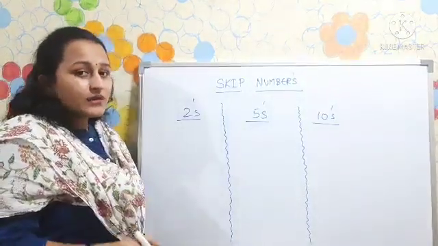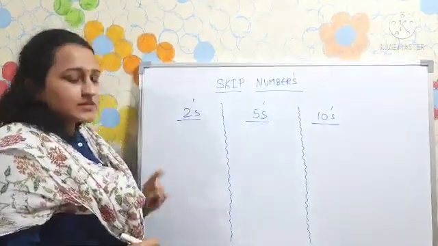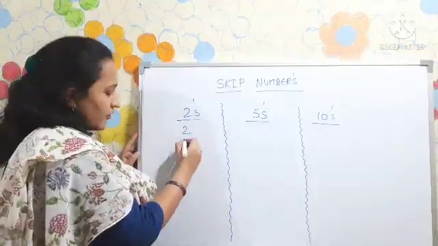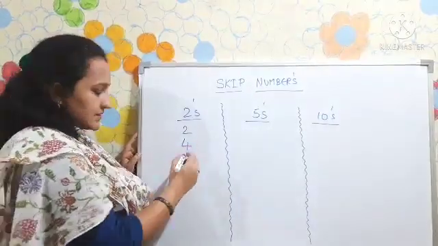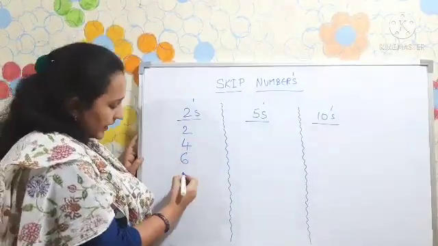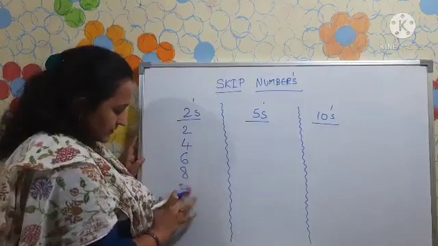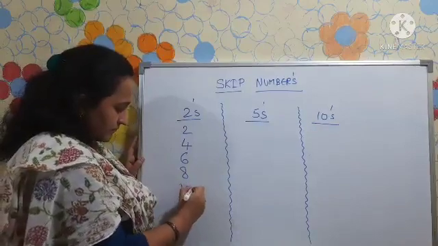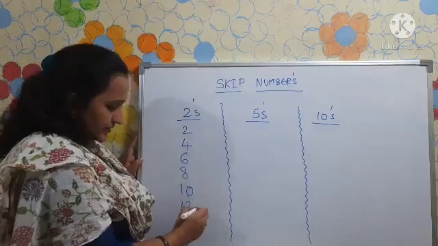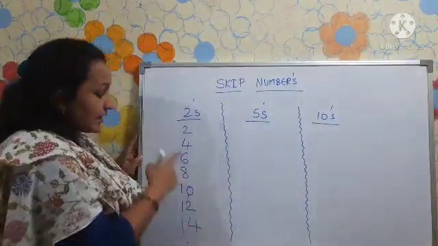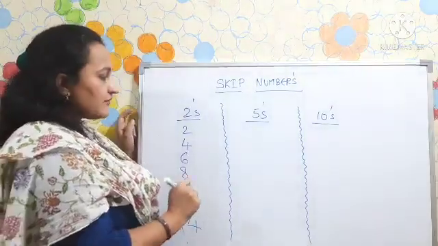Children, now let us write skipped numbers of 2's. 2, 4, 6, 8, 10, 12, 14 and so on. These are skipped numbers of 2.